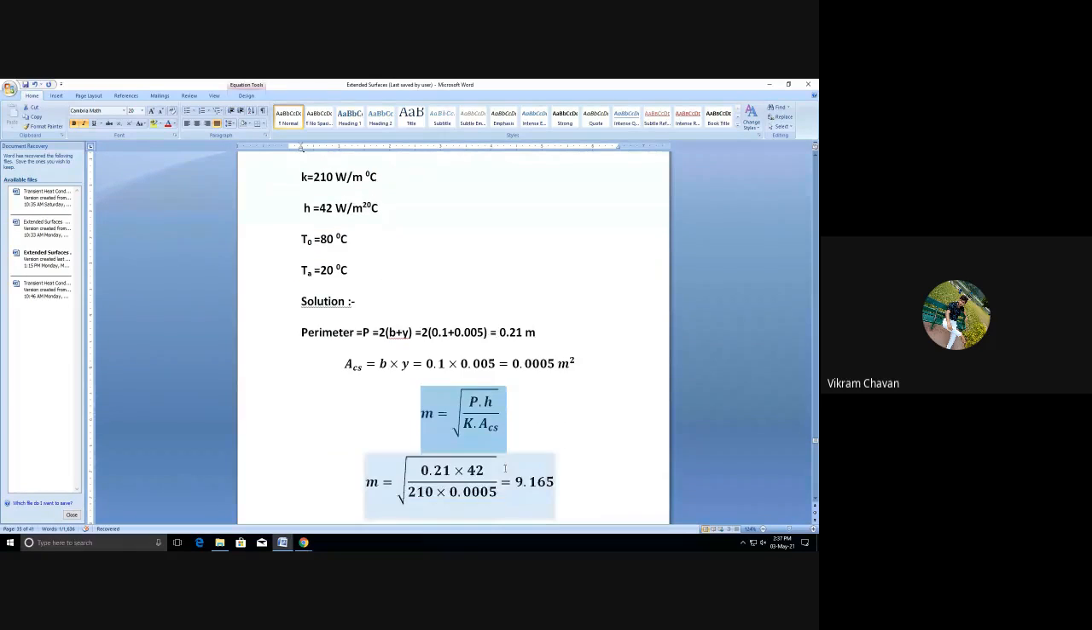Okay, so M is equal to the square root of 0.21, the perimeter we are getting, times H, whose value is 42 watt per meter square degree Celsius, divided by K, which is 210 watt per meter degree Celsius, times the cross section area we have calculated. Put all these values in the square root and find out M, and once you find M, you can easily determine Q fin, that is the heat transferred by the fin. Okay, so calculate everyone, and please let me know your answer in the chat box.